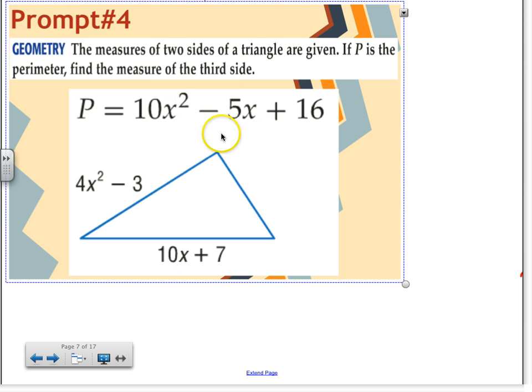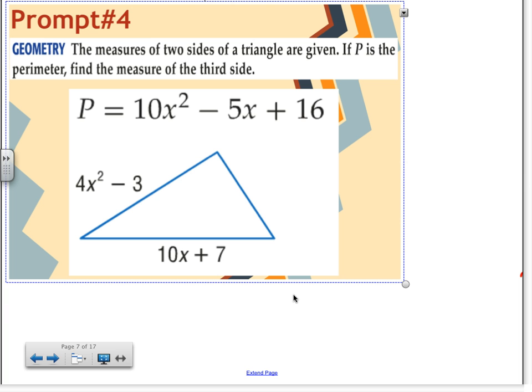What do we call this? Trinomial. It's a trinomial. What degree is that trinomial? 2. Good. It's second degree, because the highest, as you can see, is a 2, right? All right. It says if P is the perimeter, which we now know, find the measures of the third side.